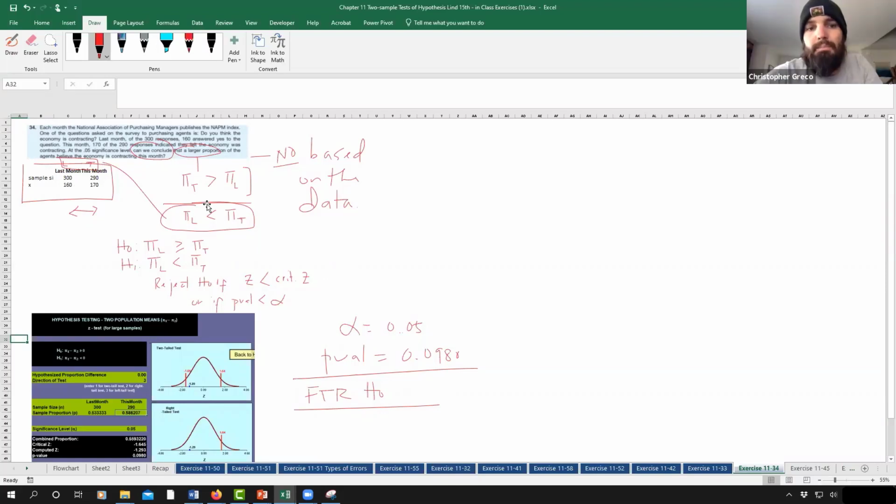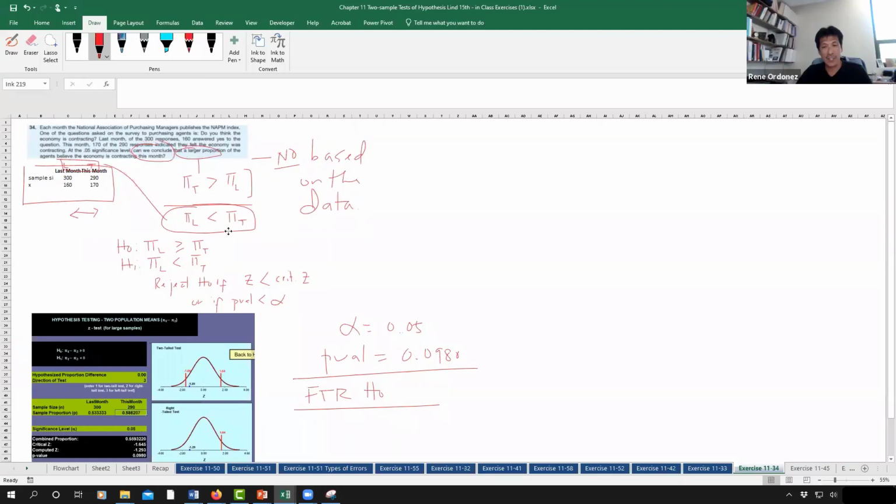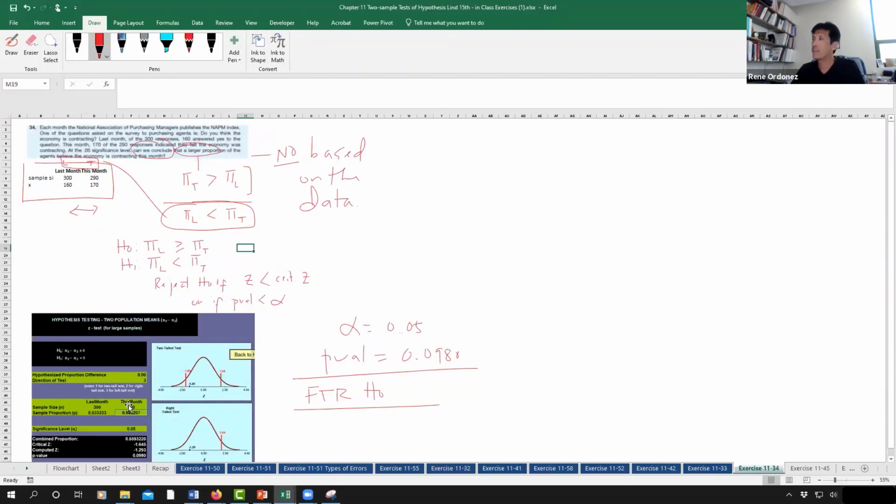Correct. So you just make sure that, because when you enter this information into that template over here, that's how the critical Z is computed, by subtracting this from that number. Right. Yeah, you have to make sure that how you set up the alternate hypothesis is consistent with how you input the information in the template. Gotcha. Okay. Thank you. Thanks for that question, because that is an important distinction and clarification.